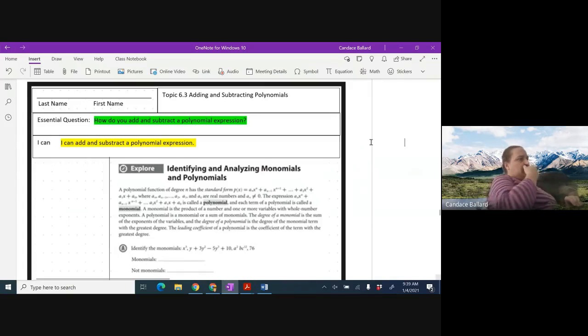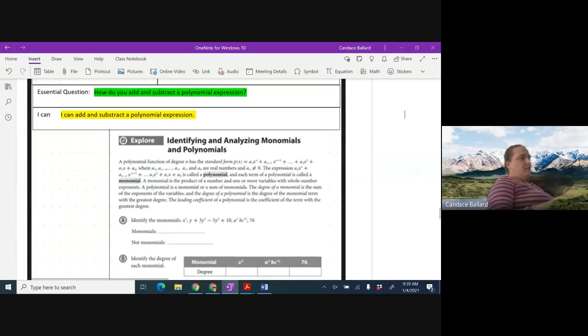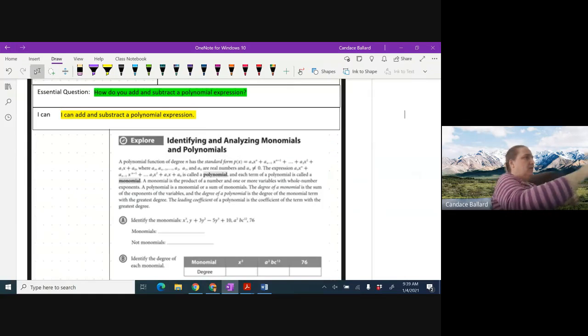All right, so I need you to tell me, because there's a little paragraph there, okay? So there is a little bit of a paragraph right here. Can you, in your own words, tell me what is a monomial? Please type that into the chat for me. So in your own words, tell me what is a monomial. Put it in the chat.